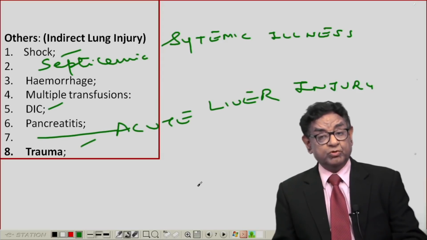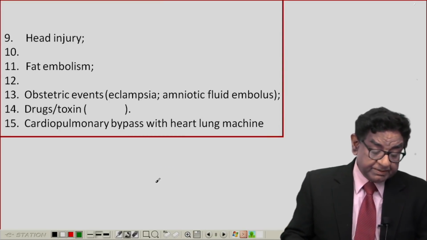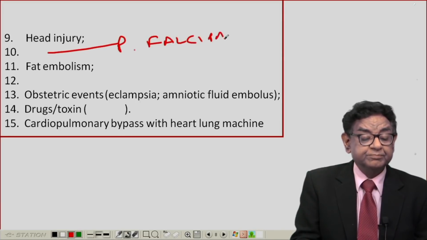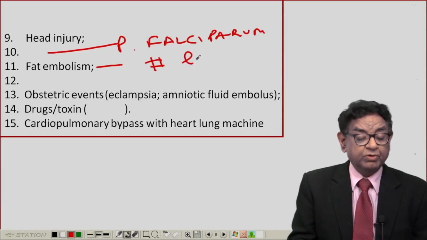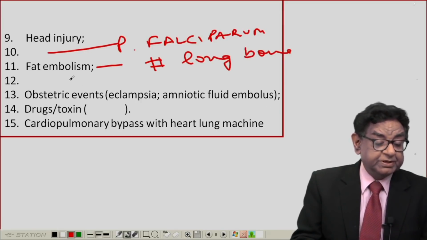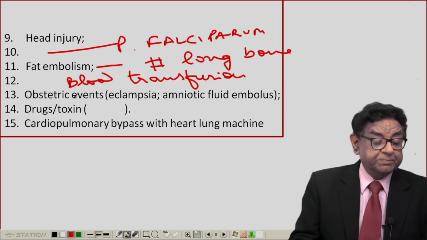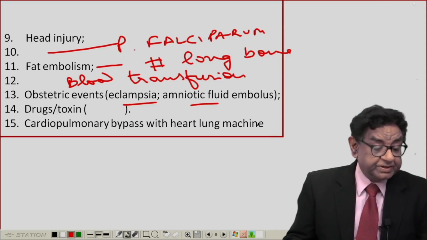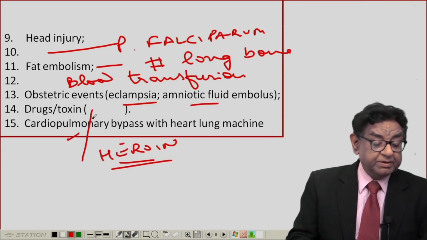It may occur in generalized trauma, so-called roadside accident can cause this type of picture. Head injury can cause this problem. And of course, this can be caused by malaria, especially Plasmodium falciparum malaria. It can be caused by fat embolism, typically occurs with some fracture of long bone, very common in roadside accident, and this can be caused by multiple blood transfusion. In obstetric events like eclampsia or amniotic fluid embolism, this can happen. It can happen with drugs like heroin toxicity, and cardiopulmonary bypass with heart-lung machine.